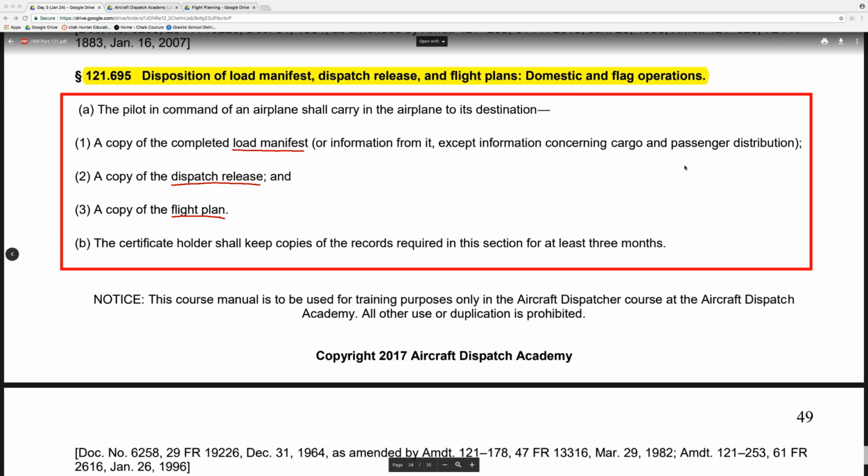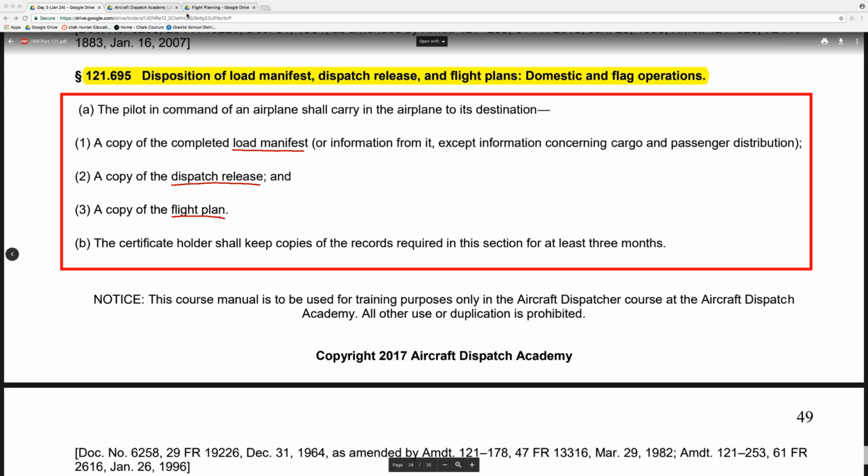So the dispatch release and everything, we do it electronically, and we'll send it to the gate. The gate will print it out and give it to the pilot. There are times where the system's down and we're unable to do the electronic file. So in those cases, we have to call the gate, for some reason the system's down at the airport or something's going on.